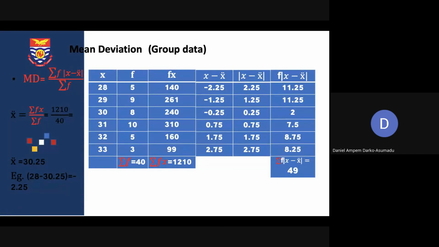Are you with me? Now, in the formula, once you have multiplied the F by the absolute values, you sum them. That's what the formula is saying. Let the formula guide you. So you add all these, and we get summation F times the absolute values, which gives us 49. Then over summation F, we add the frequencies and get 40.